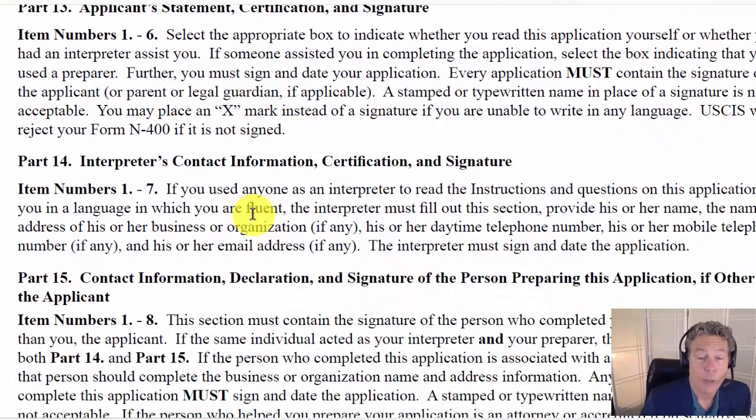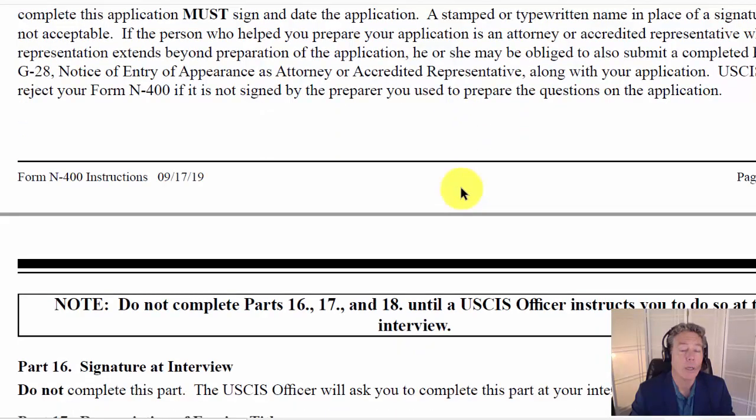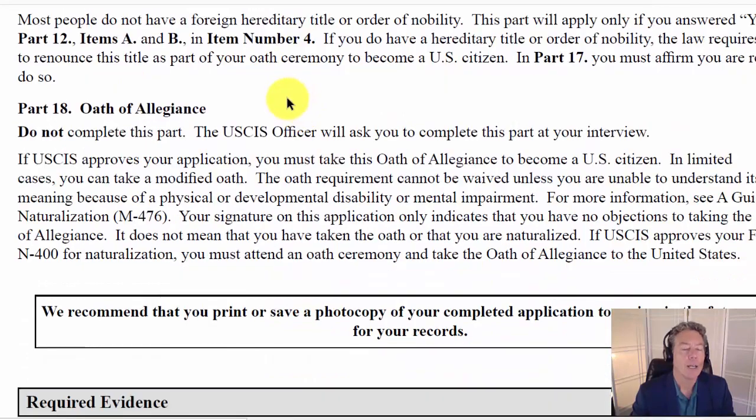If there's been an interpreter, which there might be, their information is going to be there. And then the contact information of the person preparing this application, if other than the applicant. So if you have someone preparing it for you, like a lawyer, they're going to fill out their section. Signature of the interview. Look, do not complete that part. You've got to wait. Wait for it. Do not complete parts 16, 17, 18 until the USCIS officer instructs you to at the interview. Right. Then you've got your oaths. This is where the oaths of allegiance are.